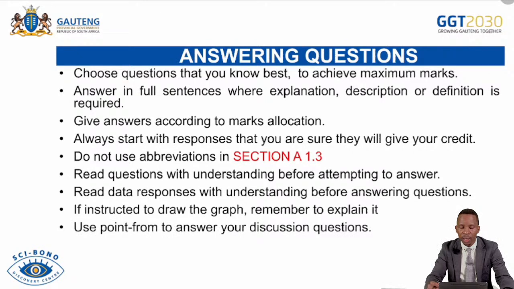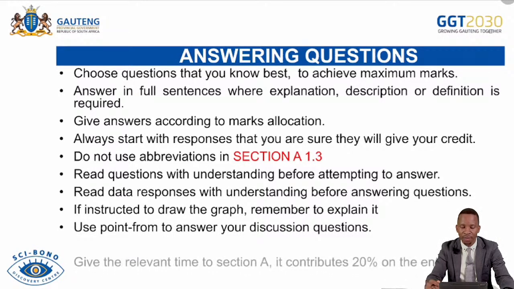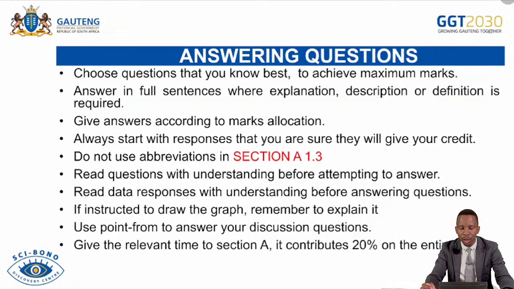Use point form to answer your discussion questions. Do not simply use paragraphs. Give the relevant time to section A. It contributes 20% of the entire paper, so ensure that you give it time. Avoid writing section A in 5 minutes, because in that case you are undermining section A. As you do so, you will be rushing, failing section A, only to find that you are rushing into section C, while section C will simply knock you down.